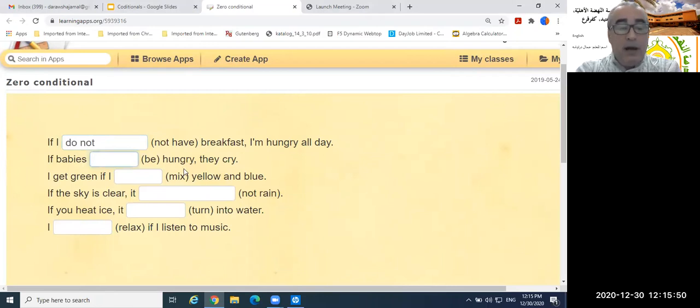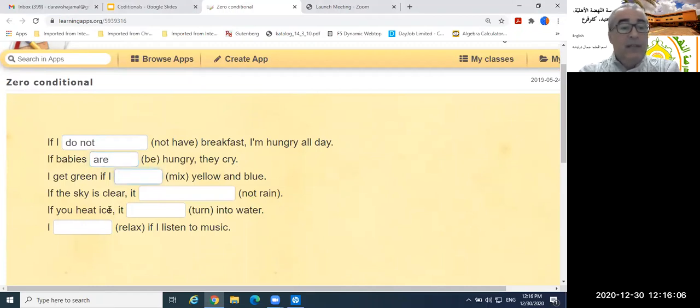If babies be hungry, they cry. So we have to use the present simple. And here we have the verb to be. So the babies is they. So am, is, are. So we use are hungry.